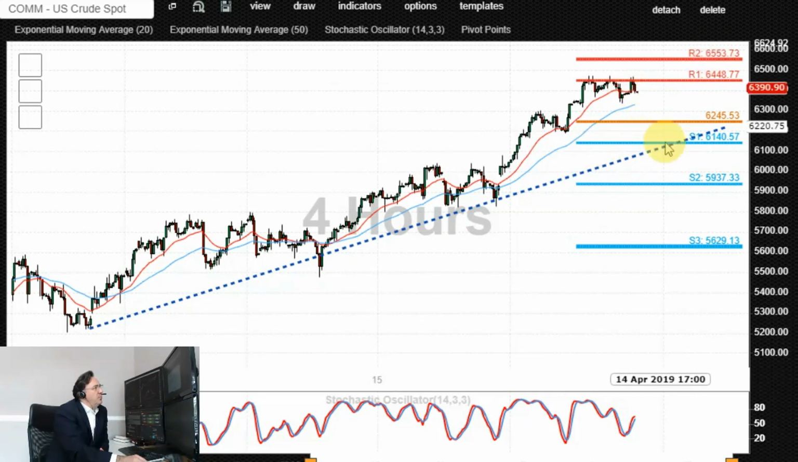Alternatively, a pullback and the end of day close below 62.45, especially below 61.40, would negate this current bullishness and change the outlook, opening up the way for a deeper retracement towards 60, 60.40, possibly even 60.30, 60 to the downside.